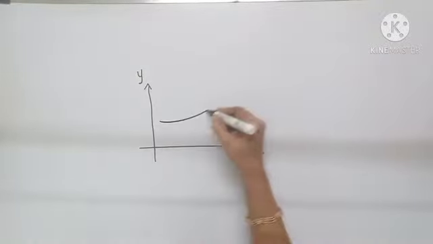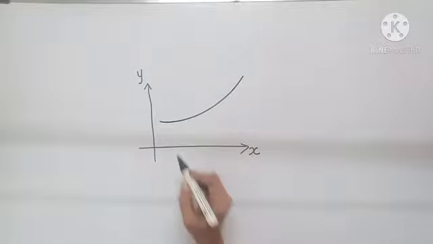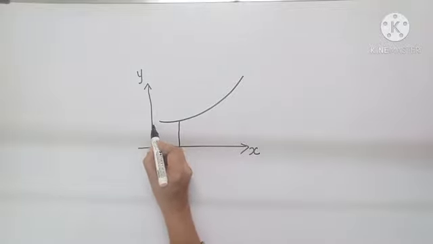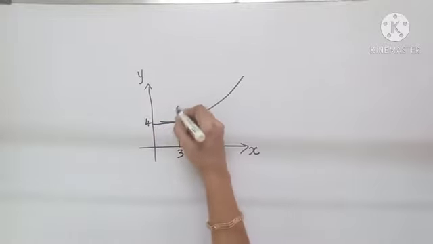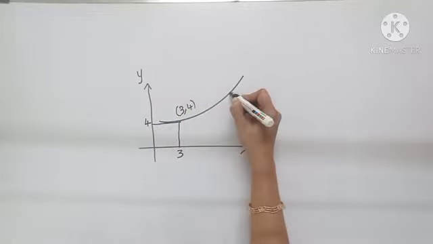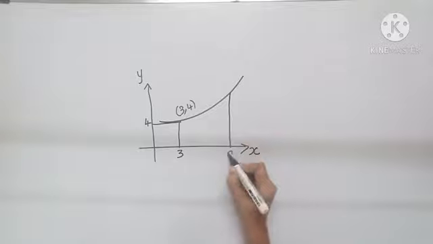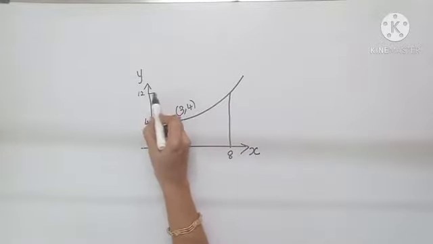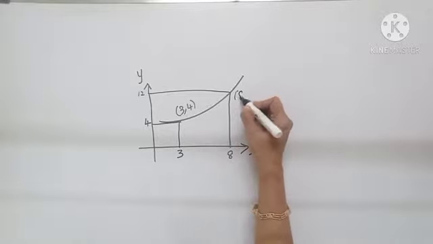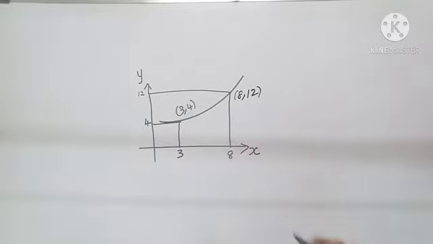In today's class we are going to learn about monotonicity. What does this word represent? Suppose you have a curve like this. Say this is the point (3, 4) and this is the point (8, 12).